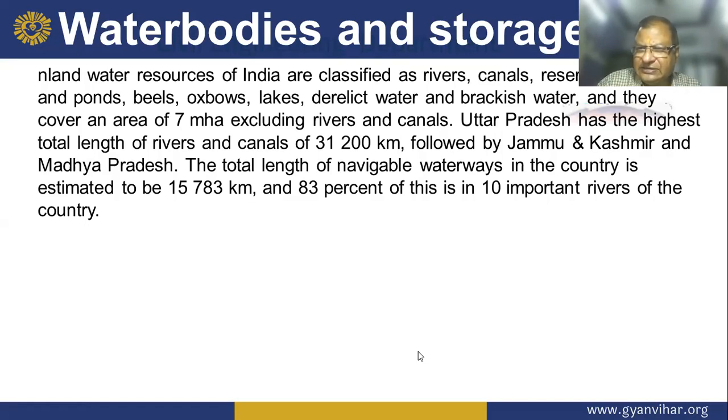Uttar Pradesh had the highest total length of river and canal, 31,200 kilometers, followed by Jammu and Kashmir and Madhya Pradesh. And the total length of the navigable waterway in the country is estimated to be 15,783 kilometers, and 33% of this is in the 10 important rivers of the country.